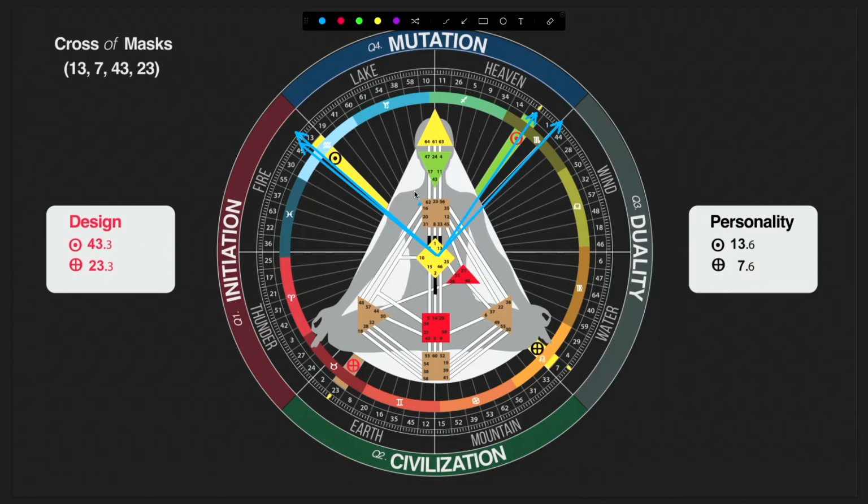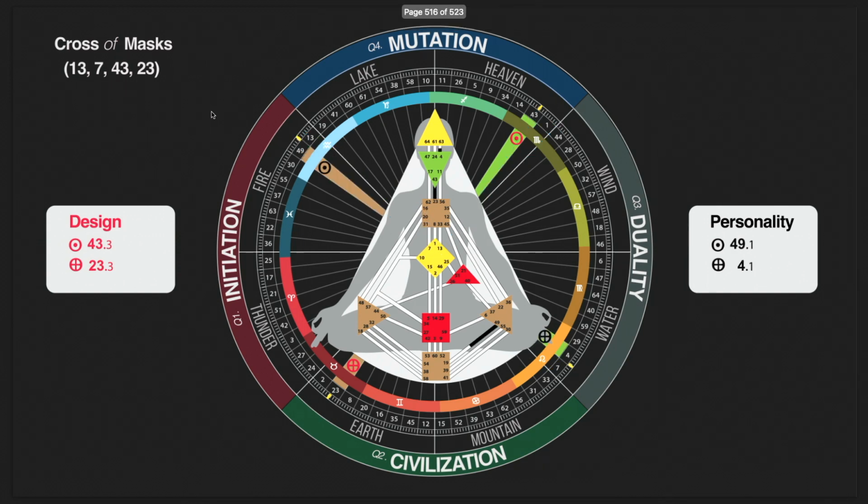And I just want to make sure I don't have another slide here. Let's get rid of that. Yeah, we're just into another cross. And now it becomes the cross of explanation, right?